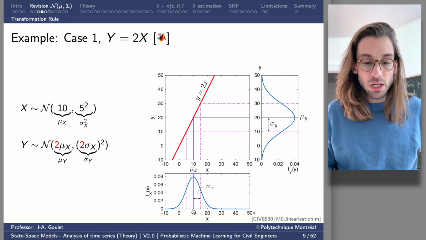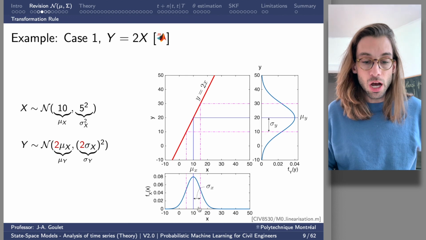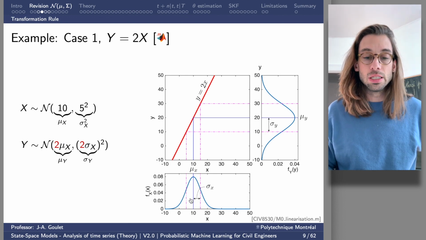So what we can see here, the expected value is 10, and what you can see here is the mean plus and minus 1 standard deviation. This is what you see in the dashed dot pink lines. This is the expected value plus or minus 1 standard deviation.